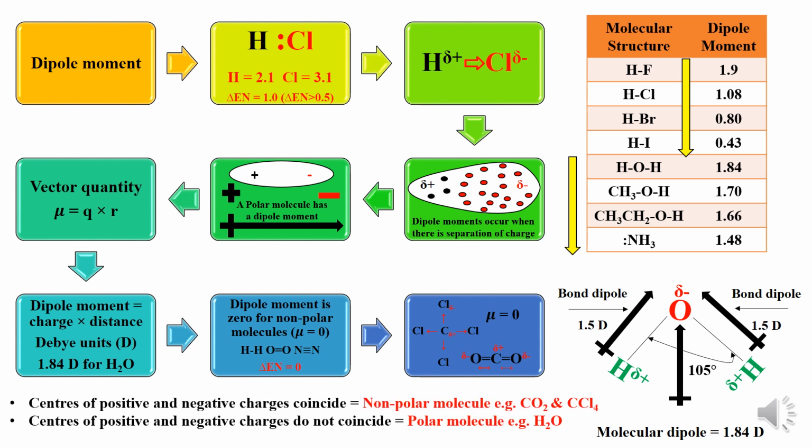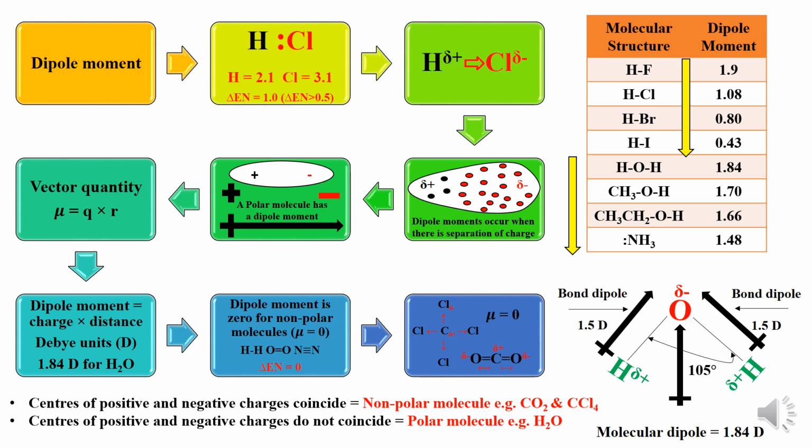So you can also understand this concept with these two important points: whenever the centers of positive and negative charges coincide, it will result in a non-polar molecule, like in the case of carbon dioxide and carbon tetrachloride. And whenever the centers of positive and negative charges do not coincide, it will always be a polar molecule, like in the case of the water molecule.